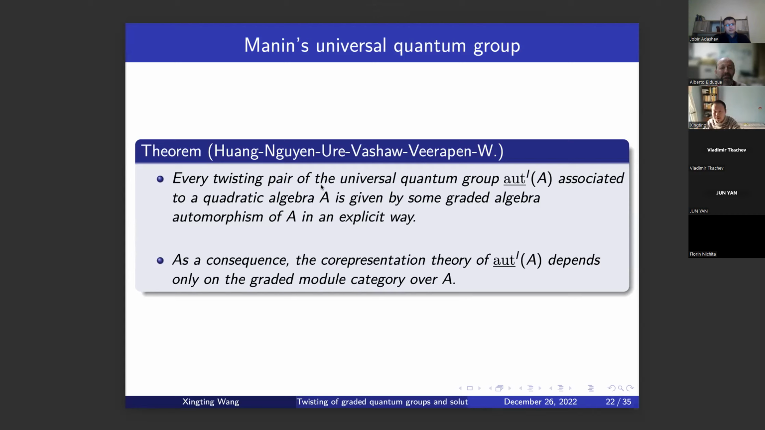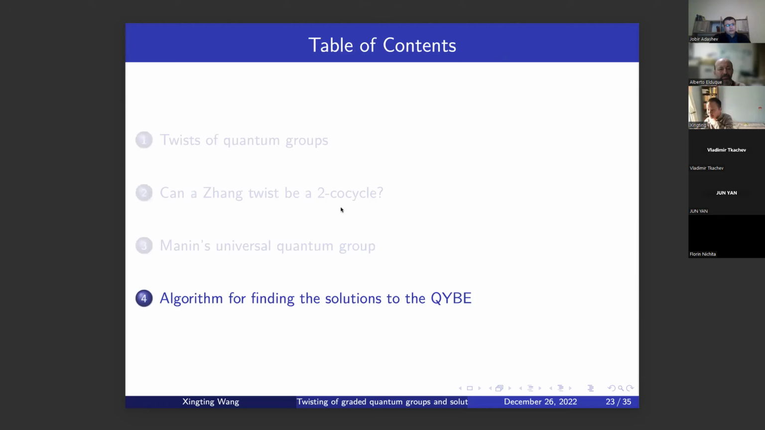Graded module category suggests that this notion should actually be defined categorically rather than using numbers. Even though I don't do that, I think this result suggests there should be a categorical approach to what quantum symmetry is, which I don't know, but this is a consequence of that. Okay, so I have the last part. I think I have probably 10 to 15 minutes, so I should be able to finish the last part.